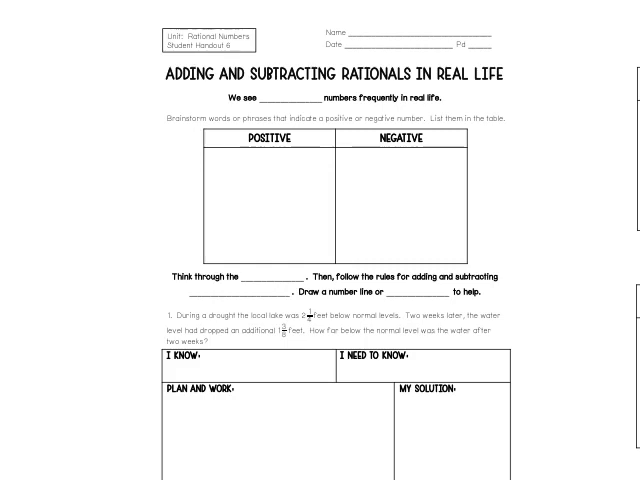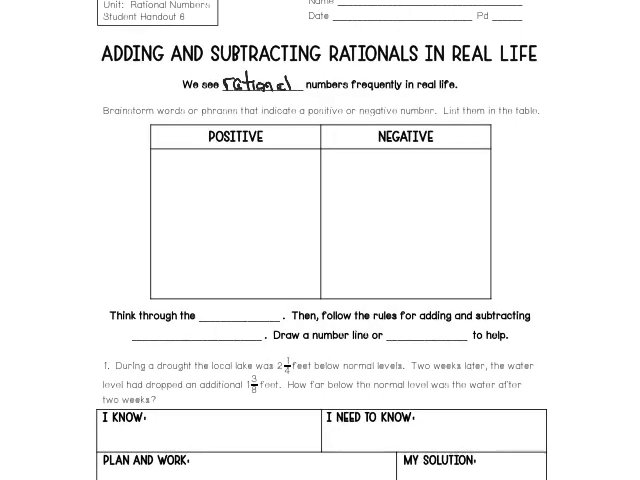Here we're going to complete our guided notes on rationals in real life. So we see rational numbers frequently in real life. Brainstorm words that indicate a positive or negative number. So I'll give you an example and then you can fill in some of these yourself. Things like credit is a positive, like think even decimals, think fractions, and you can think whole numbers.